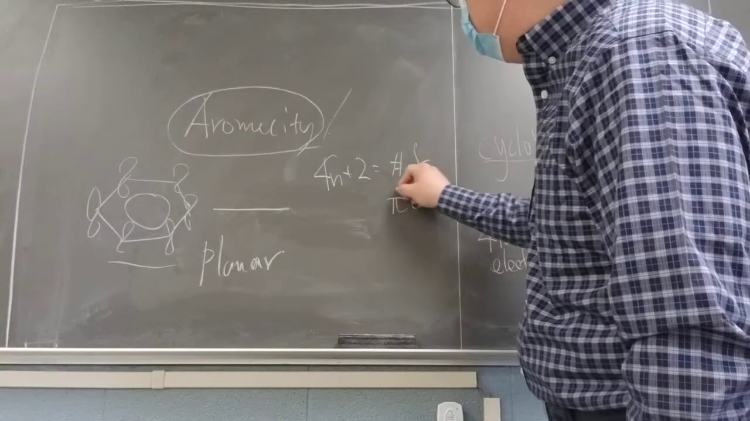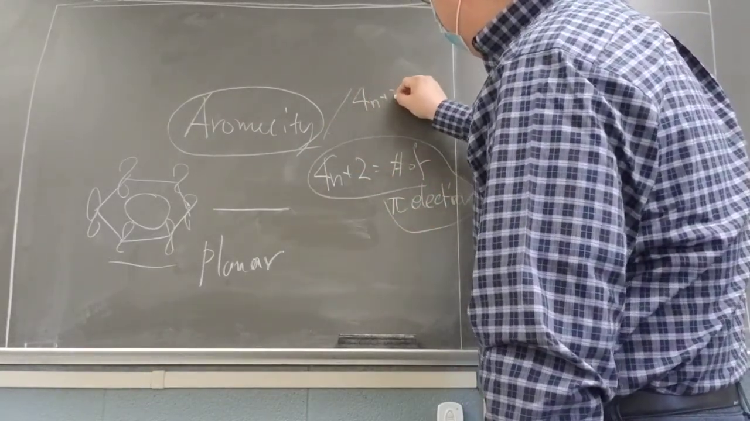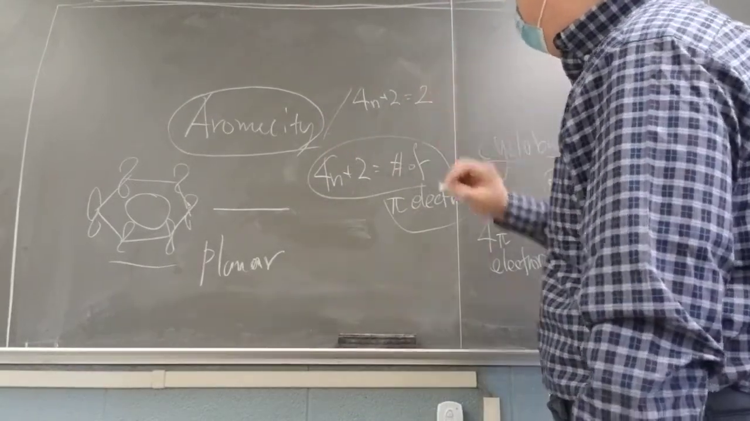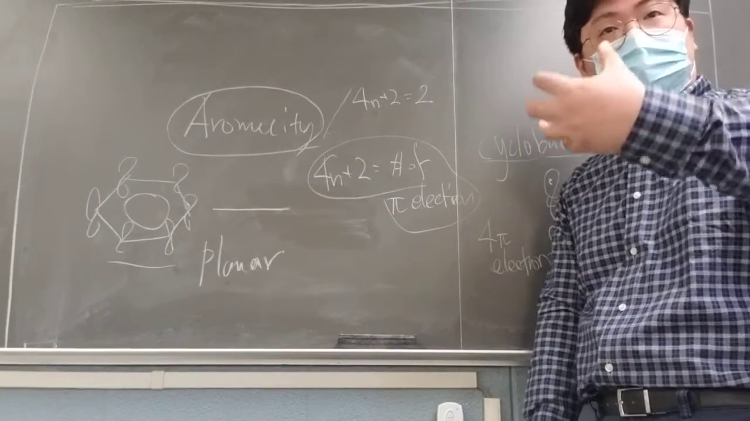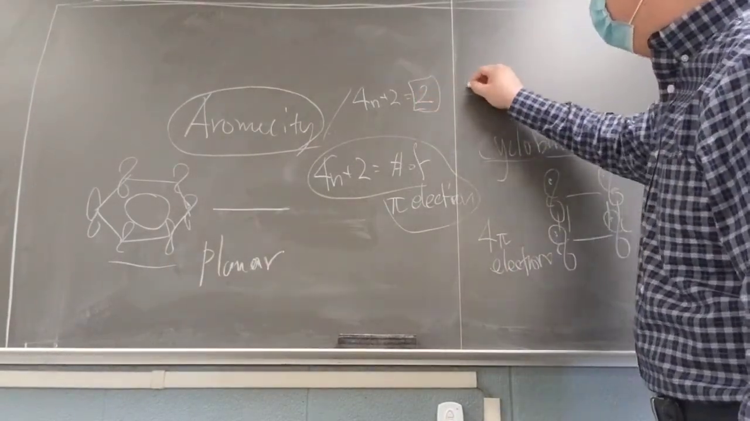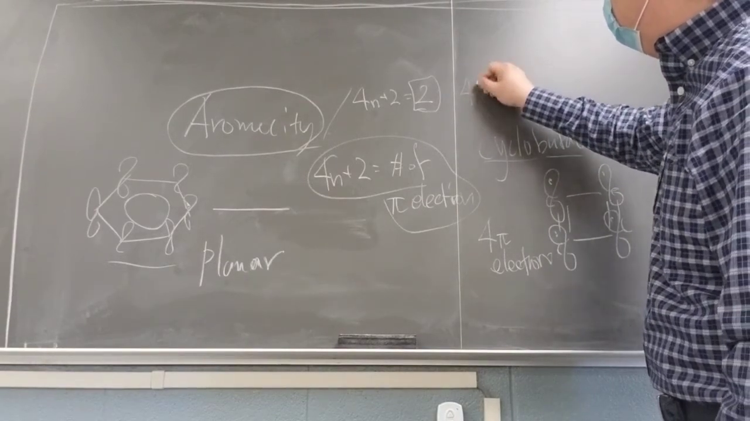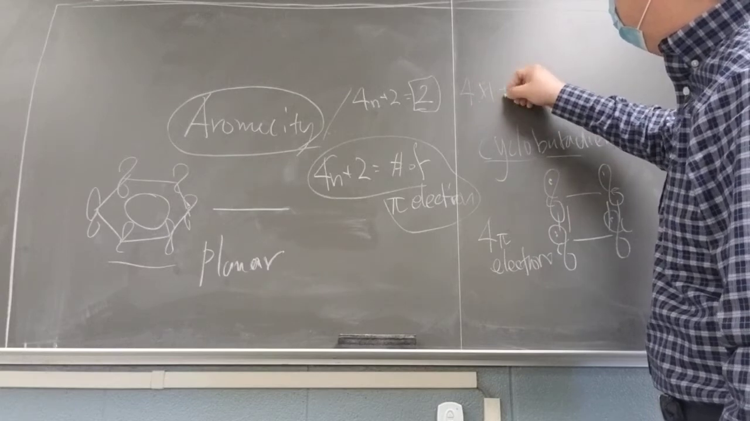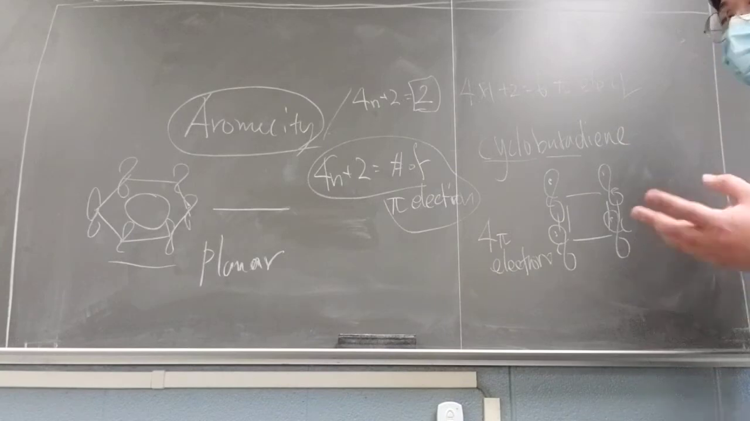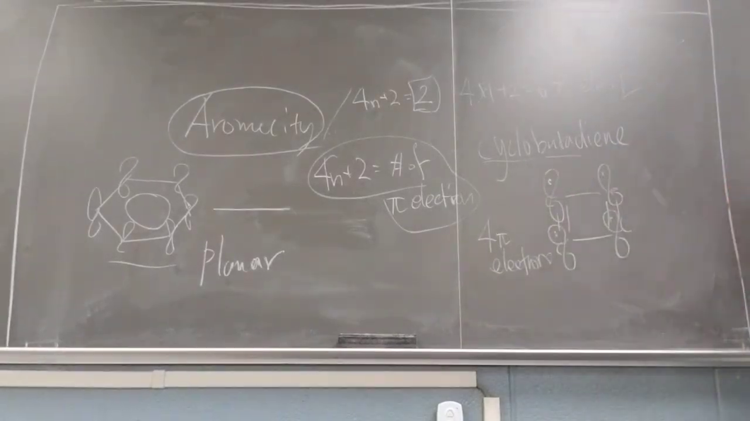So based on Hückel's rule here, 4n plus 2, if n is 0, the minimum number of pi electrons for an aromatic compound is 2. And the next biggest one is 4 times 1, n is 1, plus 2, so it'll be 6. So either 2 or 6 pi electrons in the ring structure can make an aromatic compound.